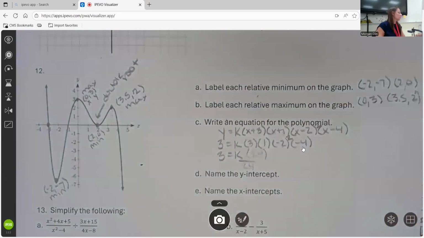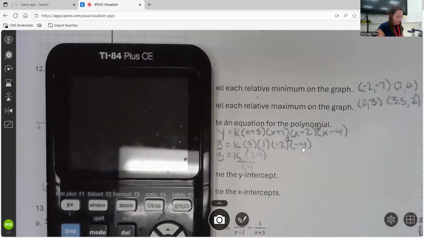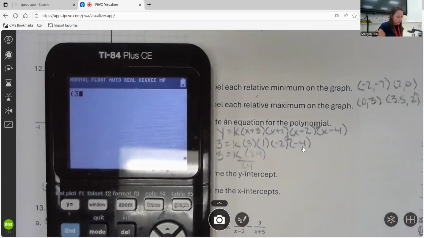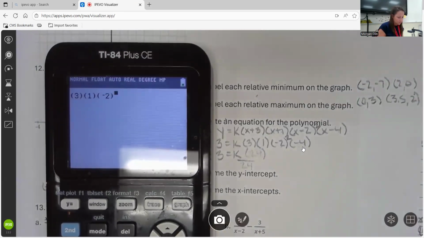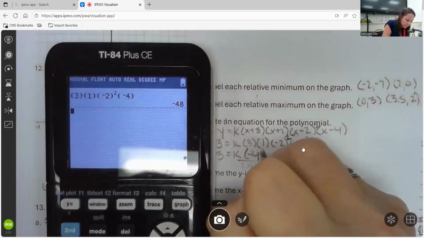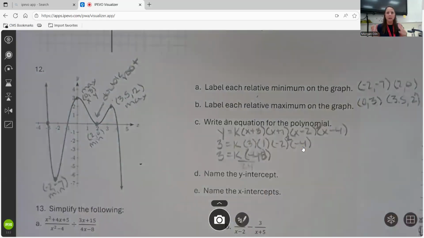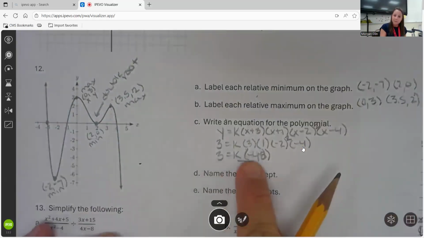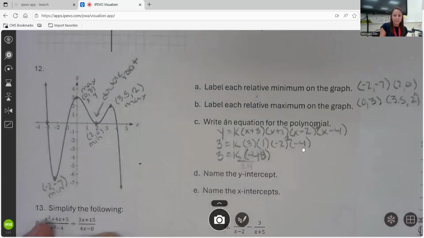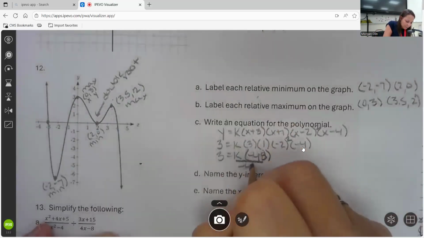And if you ever just want to throw it into a calculator, feel free to. So we're going to have 3 times 1 times -2, but make sure you square it. Or you do times -2 twice, and then times -4. So this comes out to be -48. Now how do I get k by itself? Please do not say subtract or add. This is multiplied, k times -48, so the opposite of multiplication is division. So we divide by -48 right here.